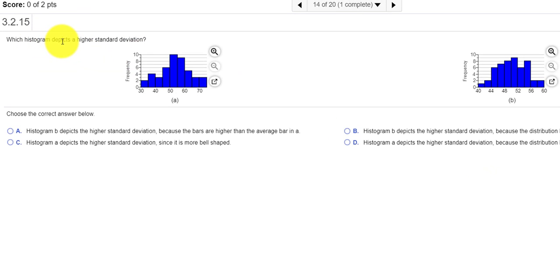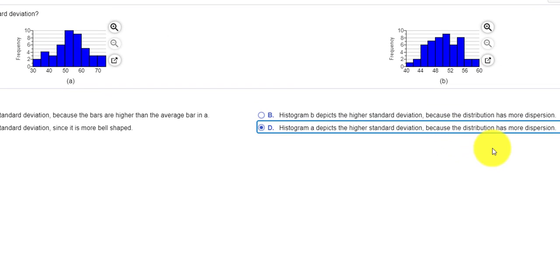All right, so it says, which histogram depicts a higher standard deviation? Again, we want the greatest spread, right? The most dispersion. So it looks like to me graph A has the higher standard deviation because the distribution has more dispersion, right?